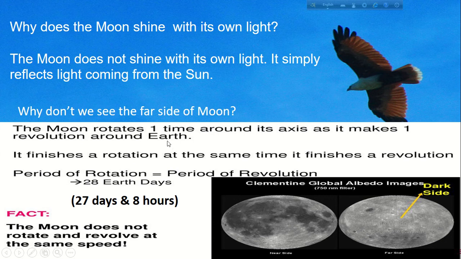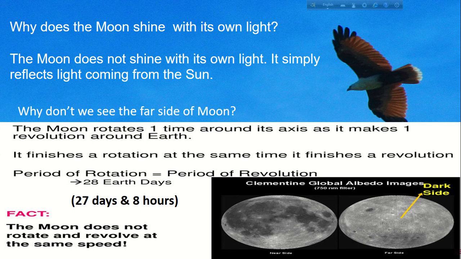One important thing is that astronomical objects, the moon or the planet or the earth, are rotating on their own axis as well as revolving around the larger body. The moon rotates one time around its own axis as it makes one revolution around the earth. Rotate means ghurnon and revolution means poribhromon. So rotating on its own axis takes time, and revolution around the earth also takes time. But it finishes a rotation at the same time it finishes a revolution. So the fact is that the period of rotation is equal to the period of revolution.